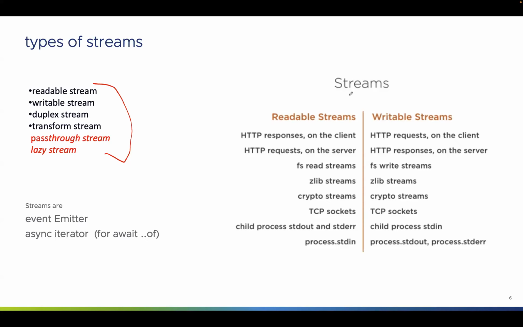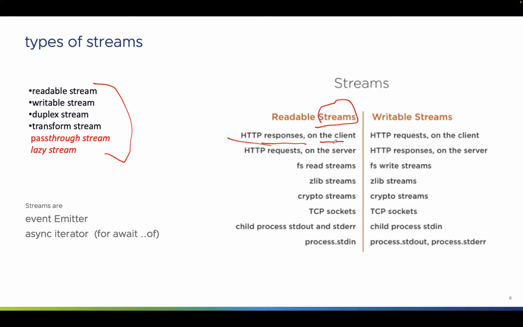On the right-hand side, we have examples of readable streams and writable streams. For example, here we have HTTP responses. Readable and writable streams are kind of lower-level streams, while HTTP responses can be seen as a higher-level object which is inherited from readable stream.